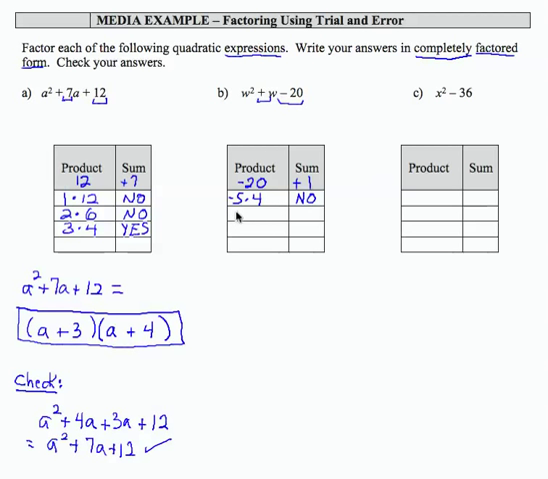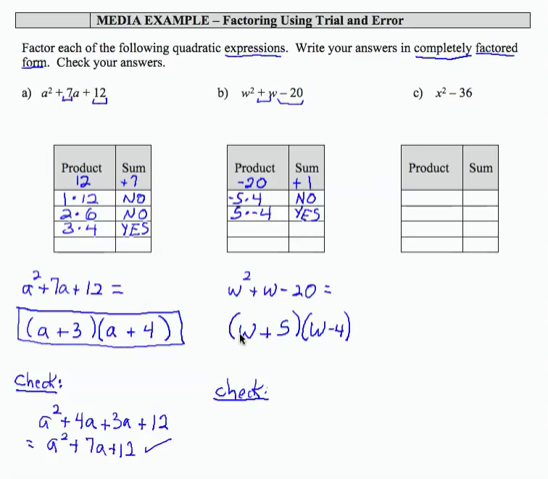Let's look at 5 times negative 4. That gives me a product of negative 20. 5 plus a negative 4 gives me a positive 1, so that does give me the sum that I want. So I'm going to try to factor w squared plus w minus 20 as w plus 5 times w minus 4. Let's do a check, see if that works. I'm going to check by foiling. Here's where the trial and error part comes in. If my check doesn't work, then I try something else.